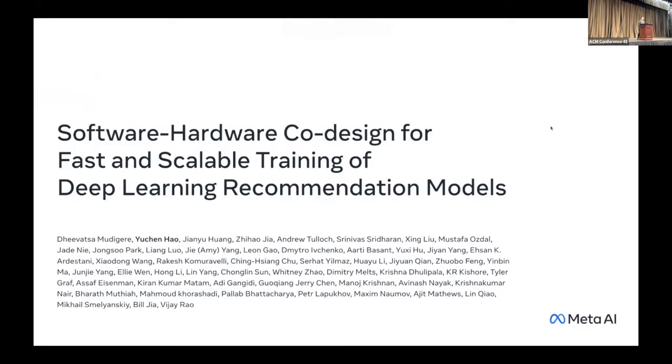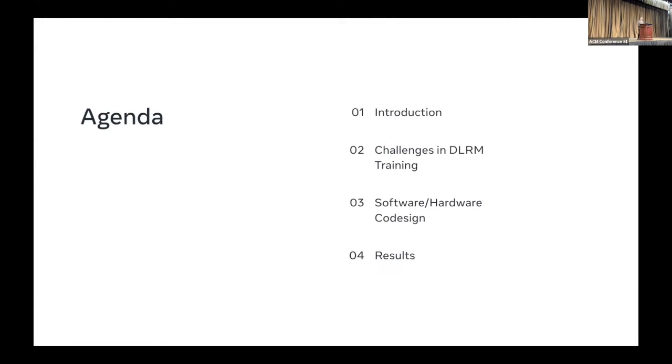Hi, everyone. This is Yu Chen from Meta. Today, I'm going to be talking about the software hardware co-design approach that we took in designing Meta's distributed, fast, and scalable training system for deep learning recommendation models. In this talk, I'll go over a brief introduction to AI at Meta, and then I'll introduce the challenges in training deep learning recommendation models, and then we'll dive into the co-design approach that we took in terms of both software and hardware. And lastly, I will go over some brief results coming from our deployed training system.